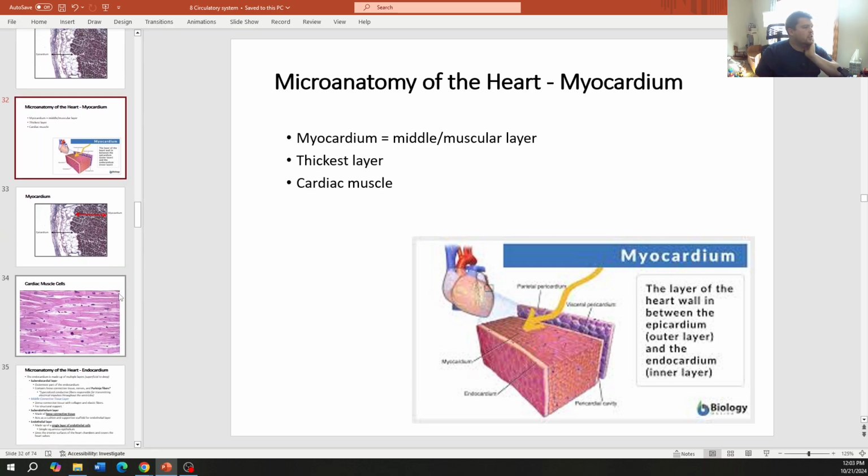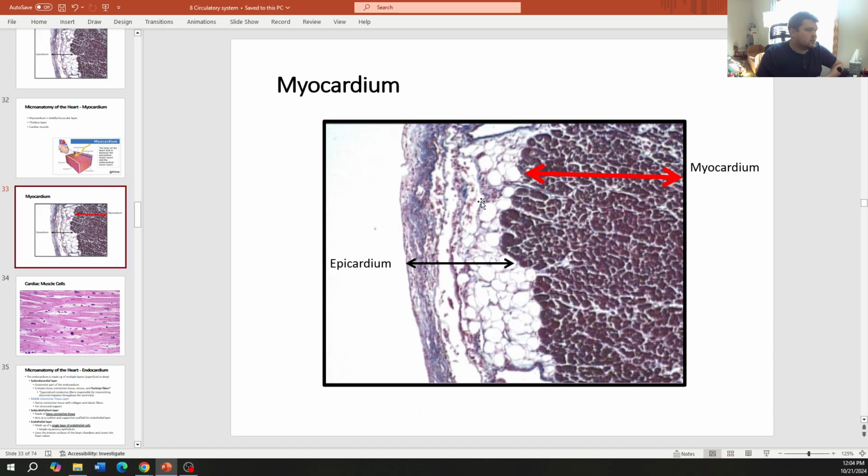Myocardium and endocardium are a little bit simpler than the pericardium and the epicardium. Essentially, the myocardium, myo is muscle. It's literally just a thick chunk of muscle. That's all it is. It's the thickest layer. It's big. It's muscular. All of that is myocardium.